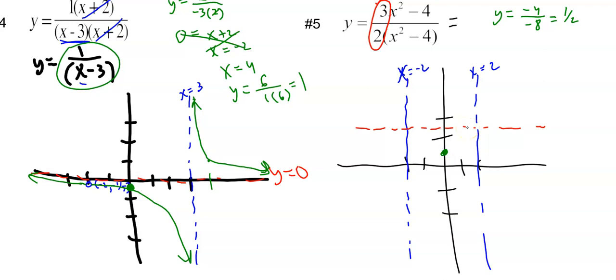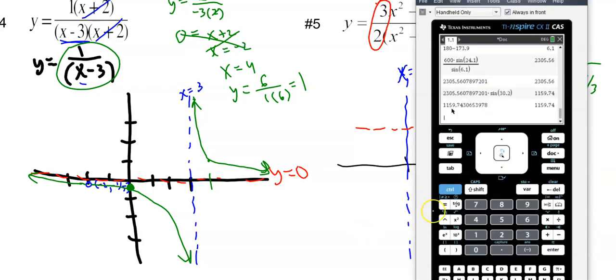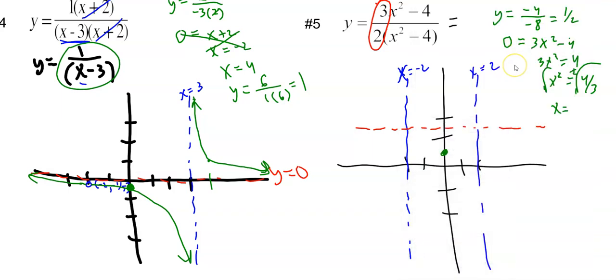To find the x-intercept, we're going to plug in y equals 0. The denominator goes away, so 3x squared minus 4 equals 0, so 3x squared equals 4, so x squared equals 4/3. Taking the square root of both sides, we get plus or minus the square root of 4/3. I'm just going to use my calculator for a second. The square root of 4/3 is 1.15 approximately.